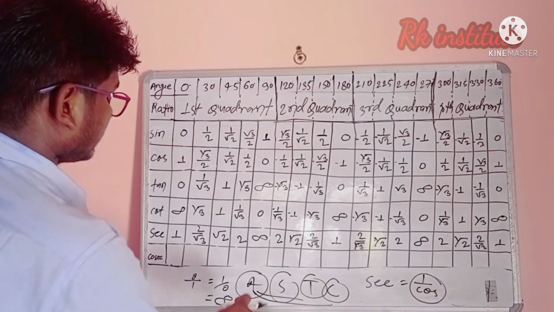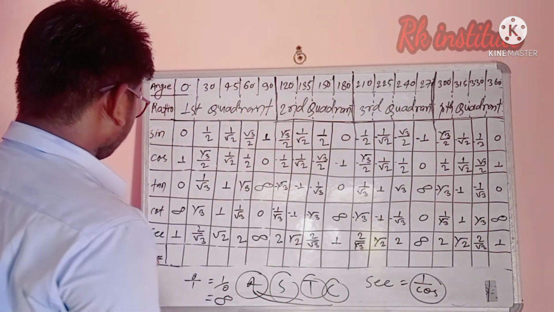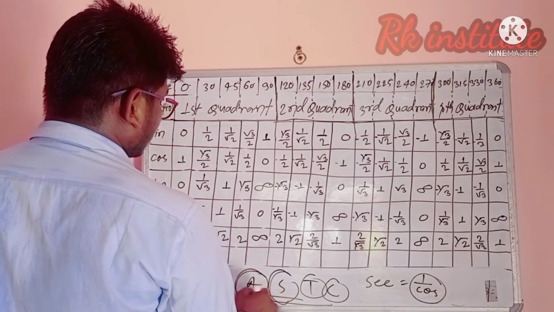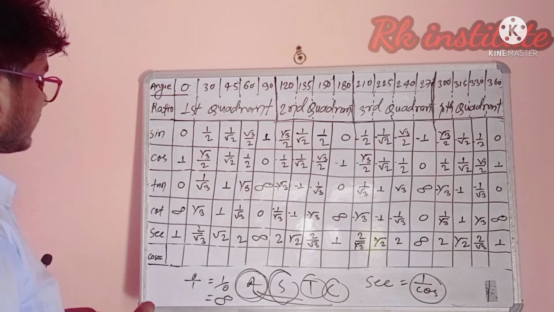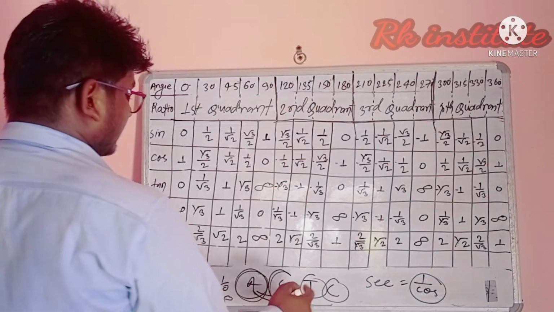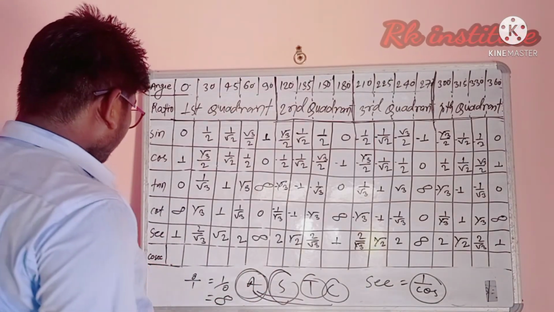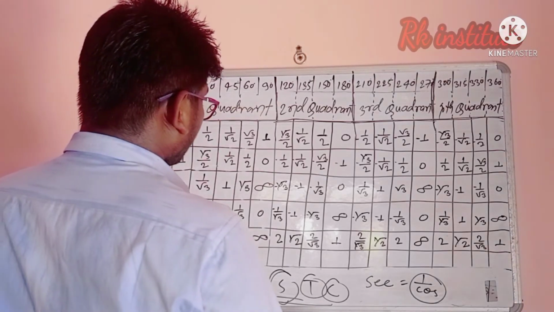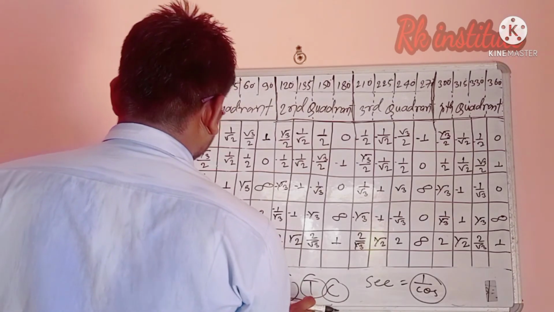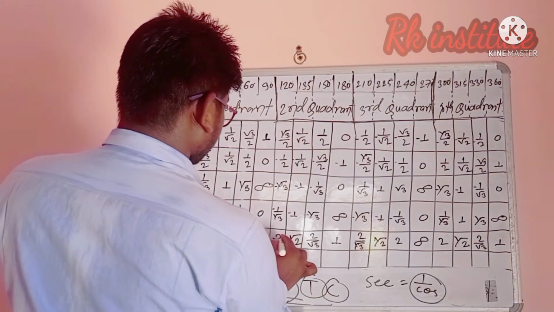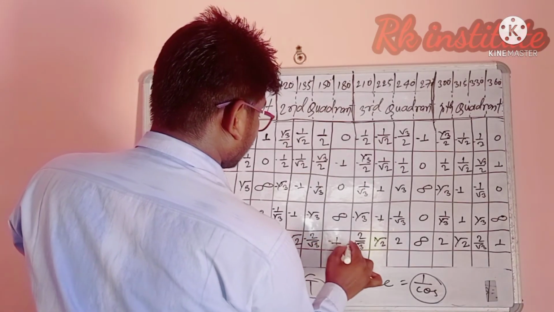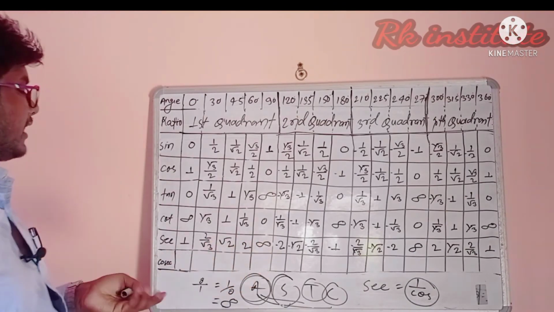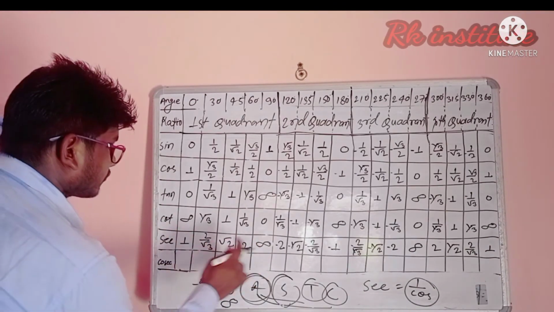And the same condition, ASTC. I mean for sec, ASTC: in the first quadrant all are positive, and in the second quadrant only sine. For sec, it means cos. Only the last conditions, these two conditions are negative. So negative, negative. And cosec you have to write the same as sec from here.